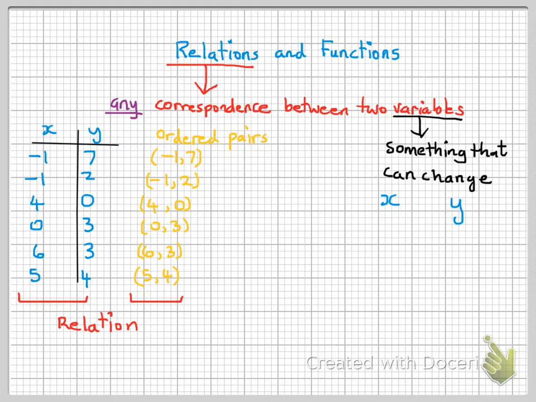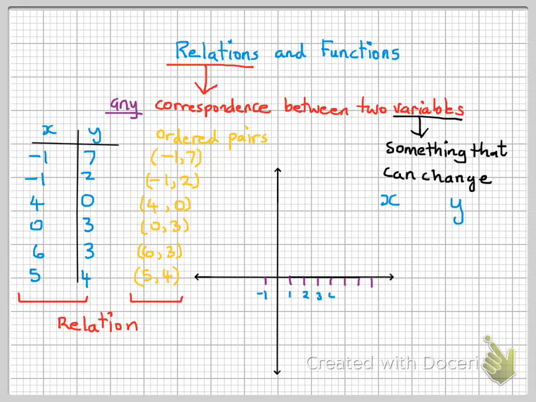This is how ordered pairs are represented. They are always represented as x coordinate, comma, y coordinate. And they are put in brackets in this way. I have represented this relation in two different ways. I have tabulated it and I have also represented it as ordered pairs.